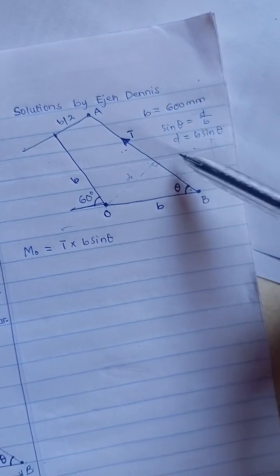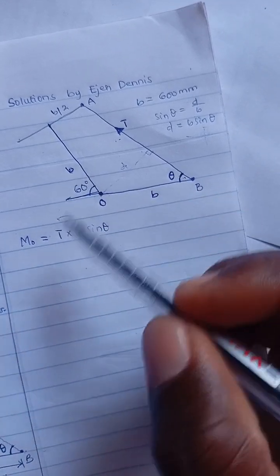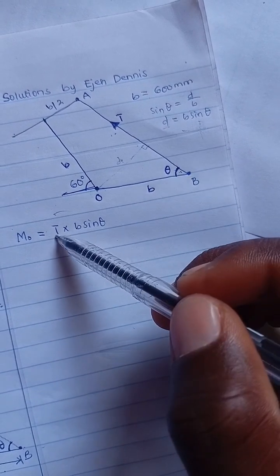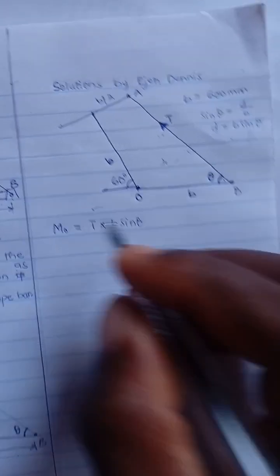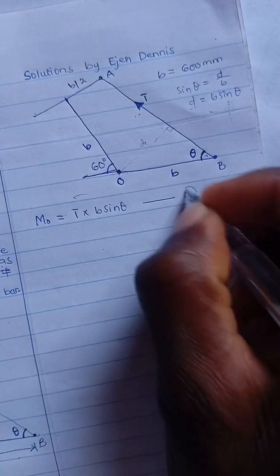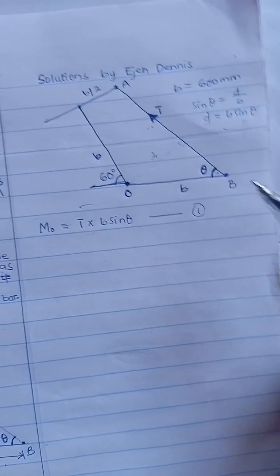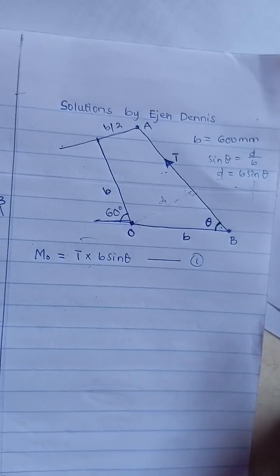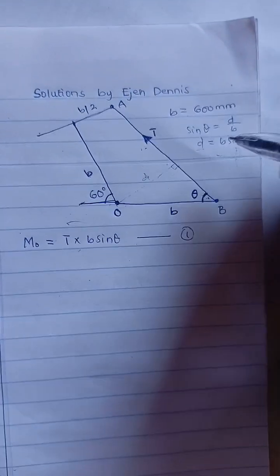So in that case, you get your D to be B sine theta, and then you know that moment is equal to force times that perpendicular distance D. So that's why we'll have T times B sine theta. From there, we'll call this equation 1. Then we'll look for the value of sine theta. Now, finding the value of sine theta is like the bulk of the work that we'll be doing here. So this is the strategy you are going to employ.